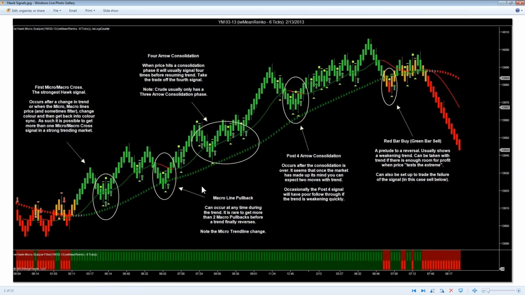And you can see that we're really just looking for 5 signals, right? We're looking first micro macro cross. That's our highest probability signal. Macro pullback signal, very high probability signal. 4 arrow consolidation, another high probability signal. Post 4 arrow consolidation, which coincidentally was also another macro pullback, again, high probability signal. A red bar buy or a green bar sell. These are the 5 signals we concentrate on. You'll notice there were other signals that were printing, but we didn't pay any attention to those because these are the 5 that we focus on.